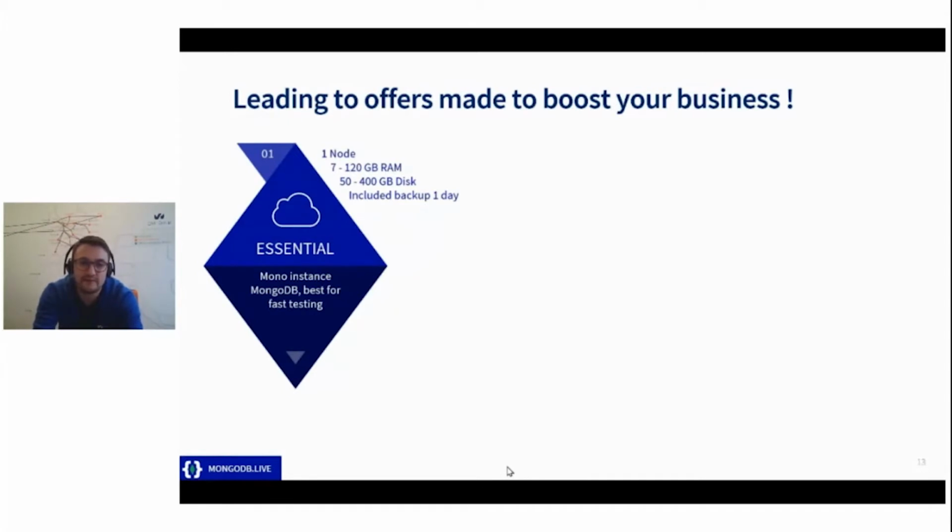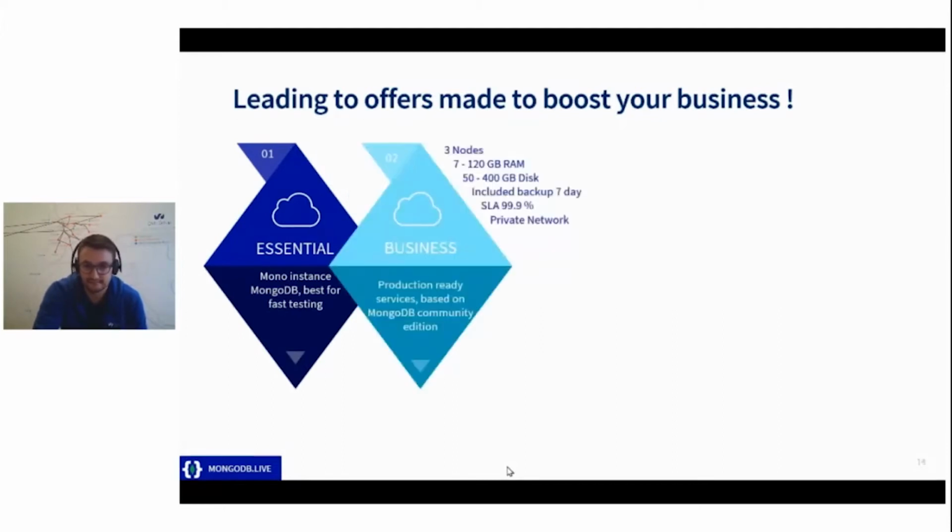That means that in a couple of minutes, you will have a one node MongoDB from 7 to 120 gigabyte of RAM and from 50 to 400 gigabyte of disk available with an included backup of 1 day, so that you can make your test and automate it very easily.